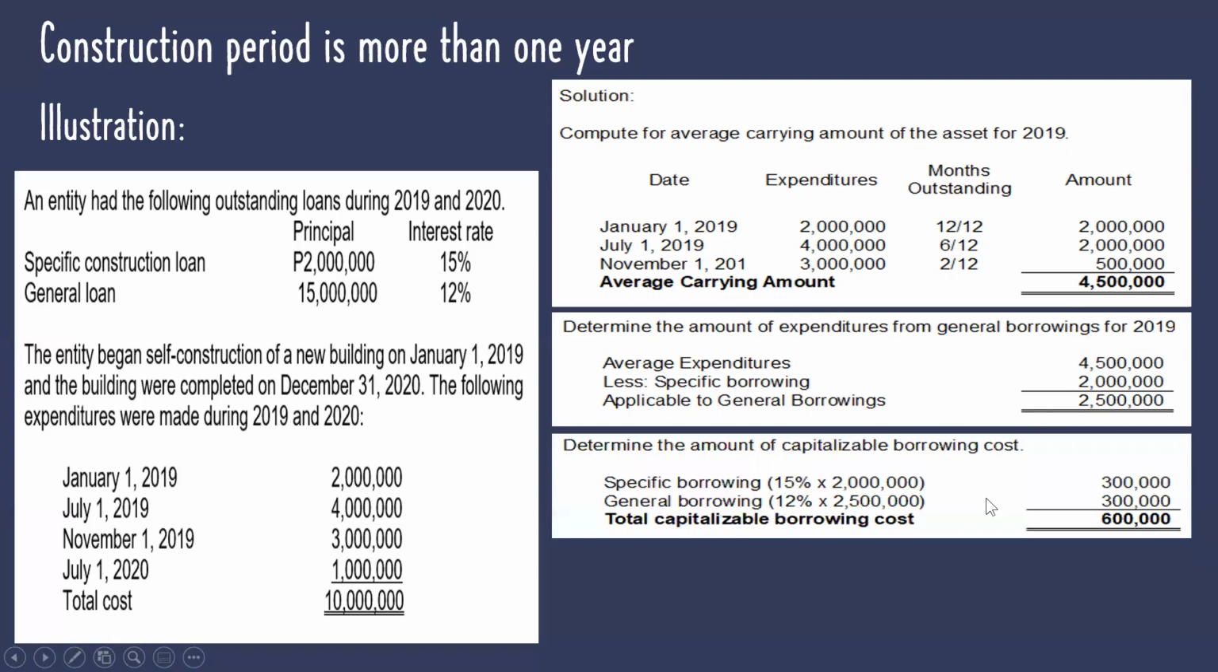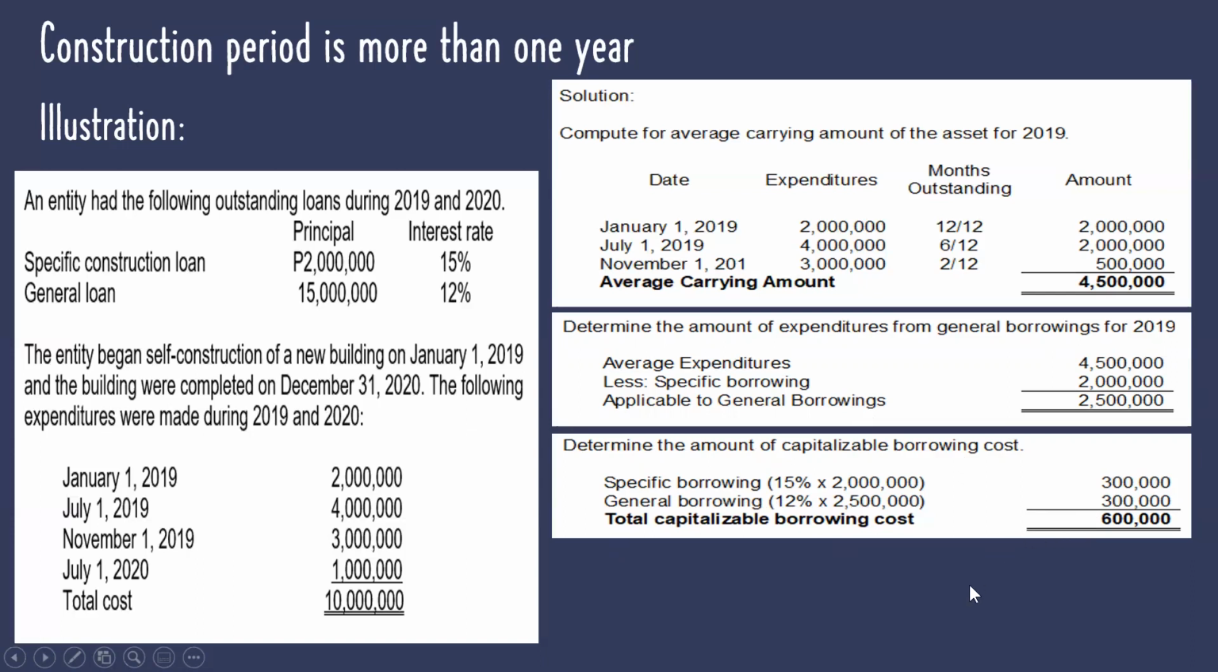So for us to compute the amount of capitalizable borrowing cost, so this is it. For your specific borrowing, you have 15% times 2 million, so that will give you 300,000. For your general loan naman, for the general borrowing cost, you have 2.5 million ang ating gagamitin multiplied by the interest rate, which is 12%. So that's 300,000. So for a total of 600,000.